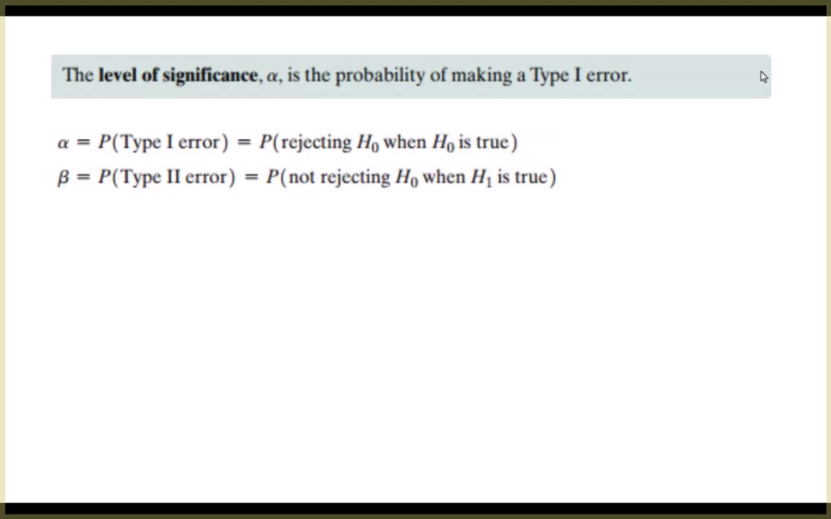Okay, so the level of significance gets important. It's the probability of making a type 1 error. File that away. And along with that, we have beta, which is the probability of a type 2 error. So alpha, also known as the level of significance, that's the probability of making a type 1 error. Beta is the probability of a type 2 error.